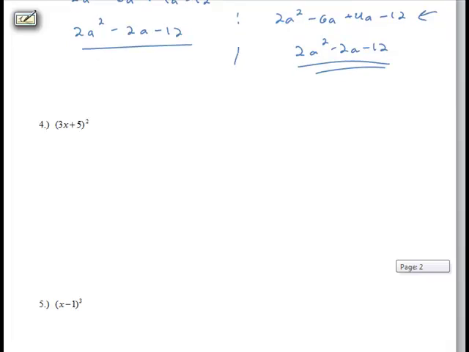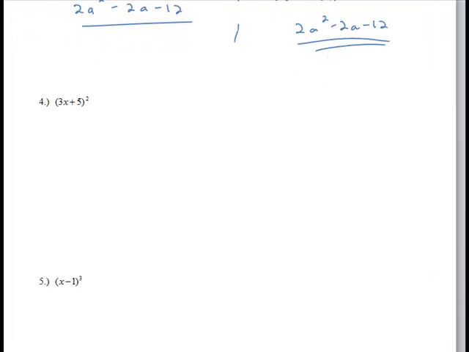Like example 4, 3x plus 5 squared. Well, we talked about the properties or the rules of exponents. More than one term raised to a power, we cannot distribute that exponent. So what we're going to do is expand it out. That base, what's inside the set of parentheses, is simply going to be multiplied by itself twice. So 3x plus 5 times 3x plus 5.